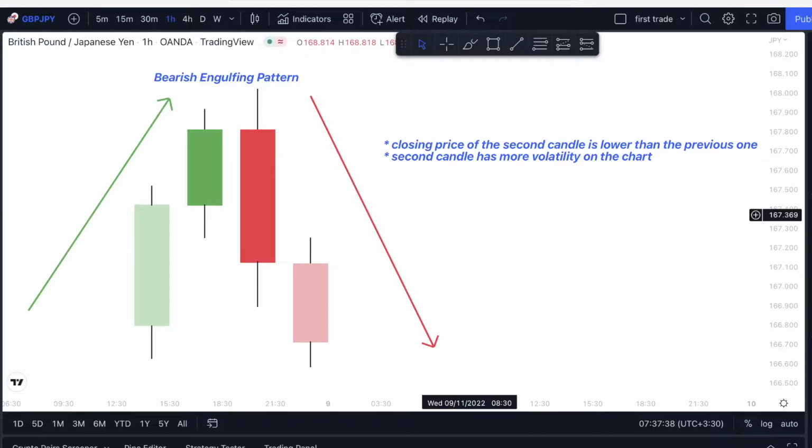By seeing this pattern, after the second candle closes, it is best to open a short position with a stop loss at the top of the highest point. Let me show it better.